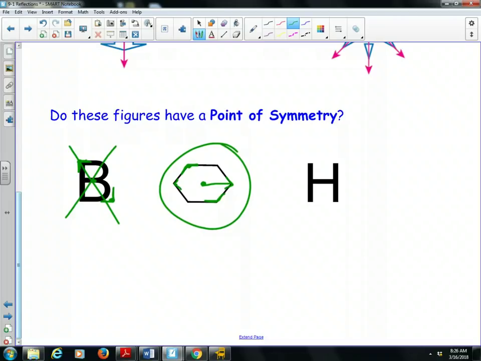How about the letter H? The letter H does. This 90-degree angle is the same as it is over here. This one right here, this point, is the same as this point over here. So the H also has point symmetry.